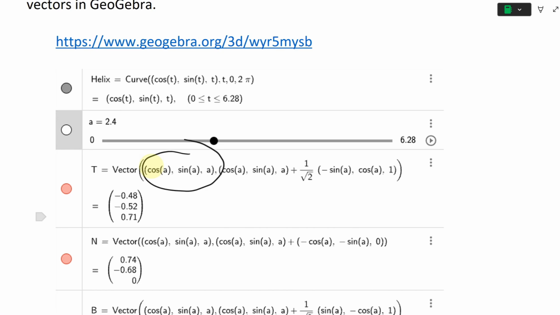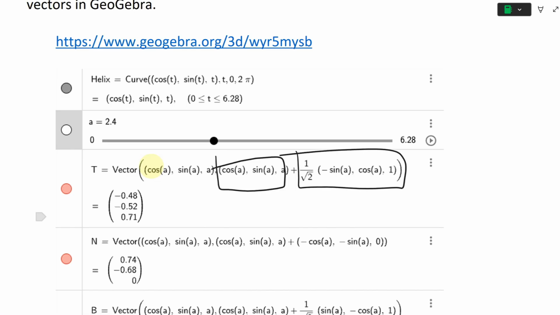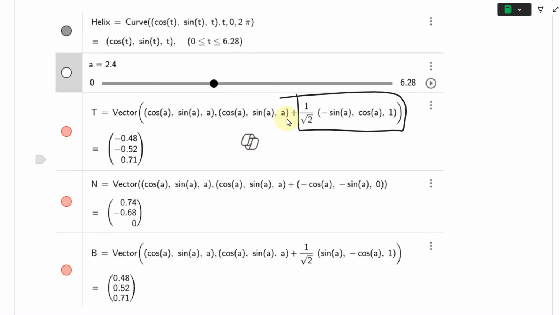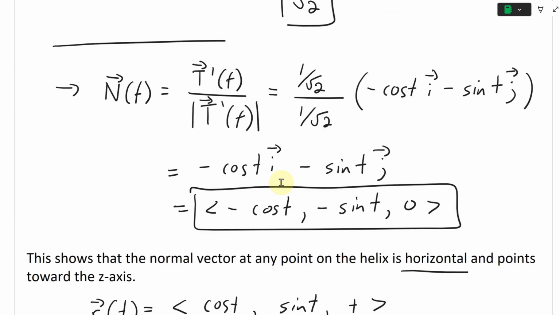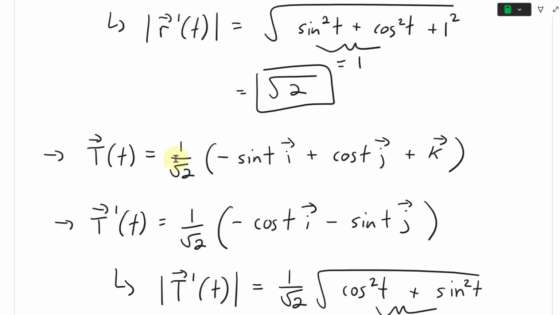This is the starting point. And then the second point is the same one plus the tangent vector. So you have to go to that starting point on the helix. That's why I have cosine, sine, and a. That's just t. And then added to this is 1 over square root 2 times negative sine, cosine, and then 1. That's the unit tangent vector right here. That's this part right here.